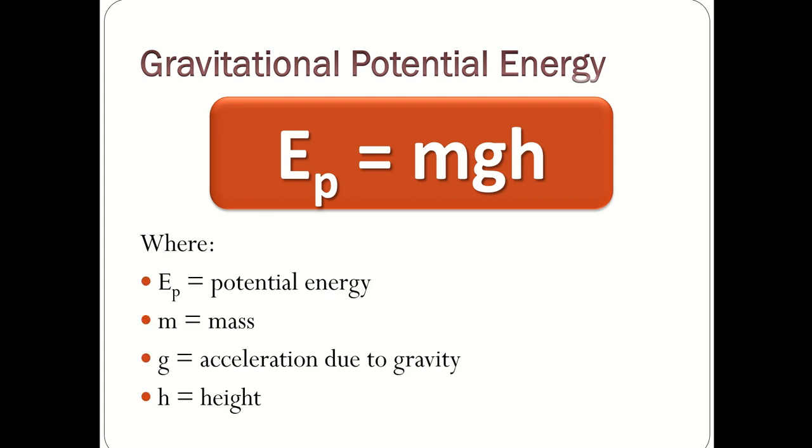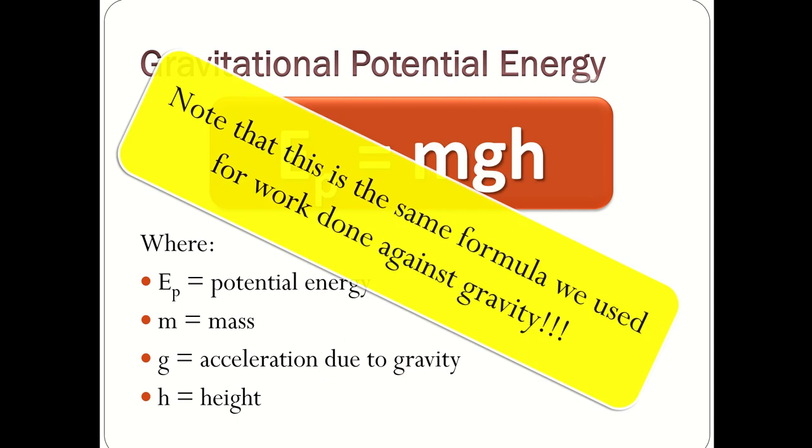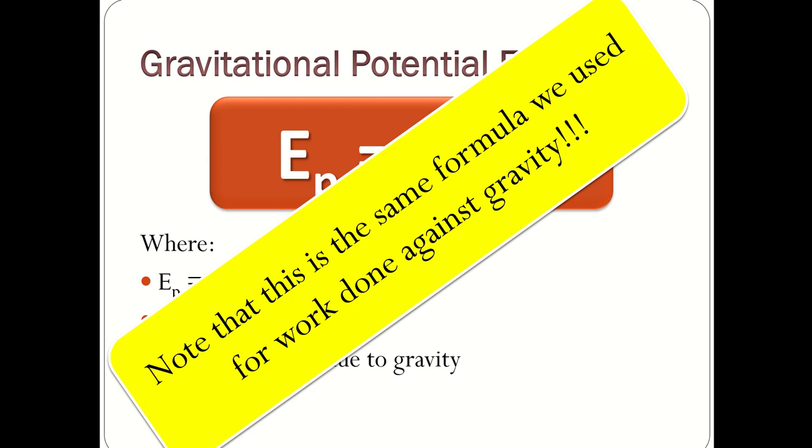So again, we're going to use E for energy, subscript P for potential energy, because we're going to be looking at other types of energy like kinetic energy and elastic energy. And for example, you can come up with other subscripts to describe other types of energies. Again, this is just a reminder that this is the same formula that we used for work done against gravity.